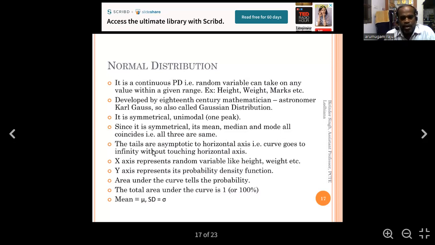The tails are asymptotic to the horizontal axis. That is, the curve goes to infinity without touching the horizontal line or horizontal axis. X-axis represents the random variables like height and weight, etc. Y-axis represents its probability density function. The area under the curve tells the probability. The total area under the curve is 1. Therefore, the mean is equal to mu and the standard deviation is equal to sigma.